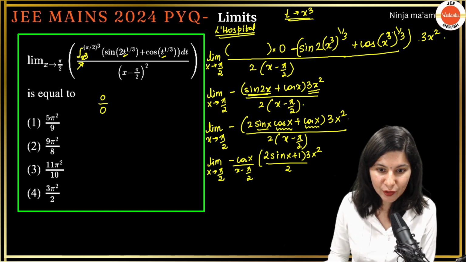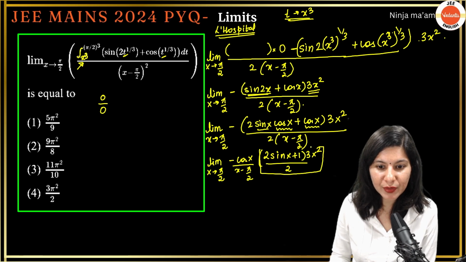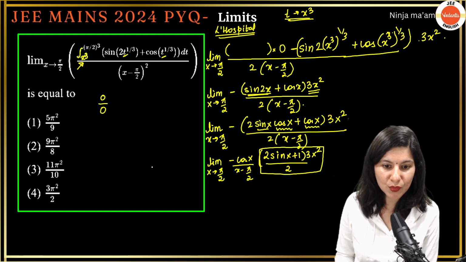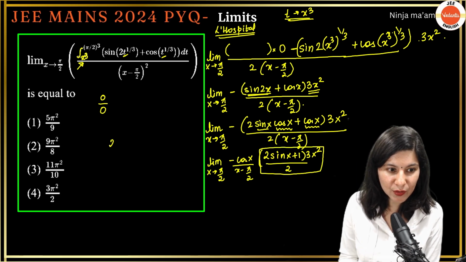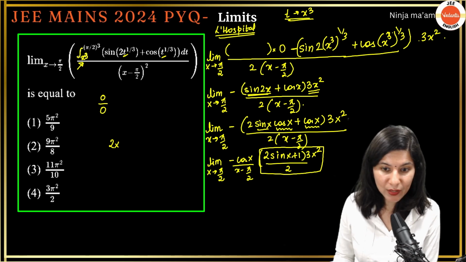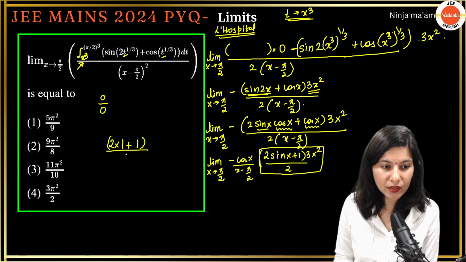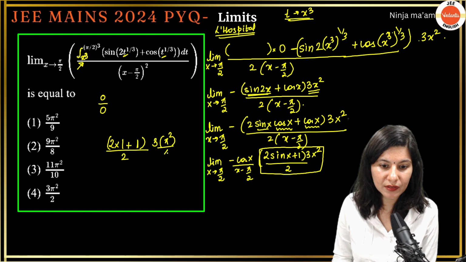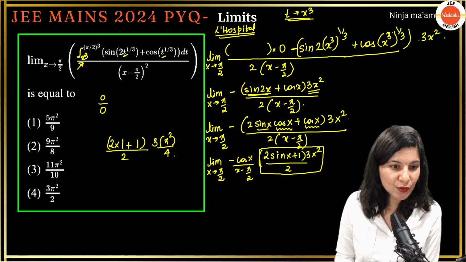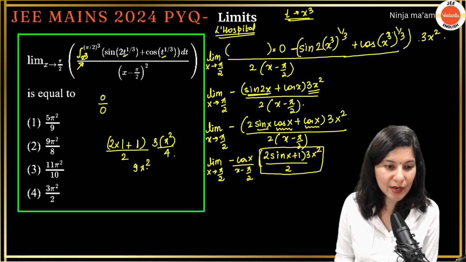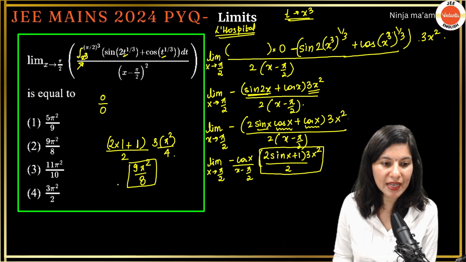If you put pi by 2 in this portion, what are you getting? Tell me. If you put pi by 2 over here, I am going to get 2 into sine pi by 2, which is 1, plus 1 upon 2 and 3 into pi by 2 square, that is pi square by 4. So that is 3 3s are 9 pi square by 8. So this box is 9 pi square by 8.